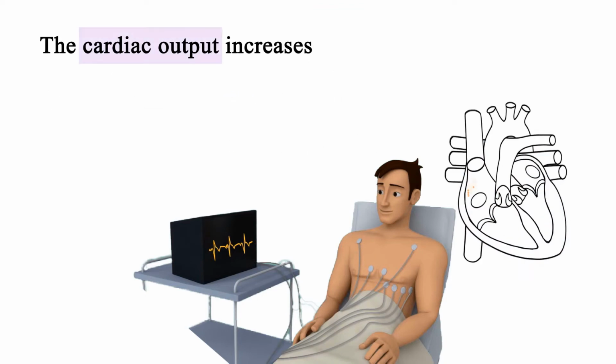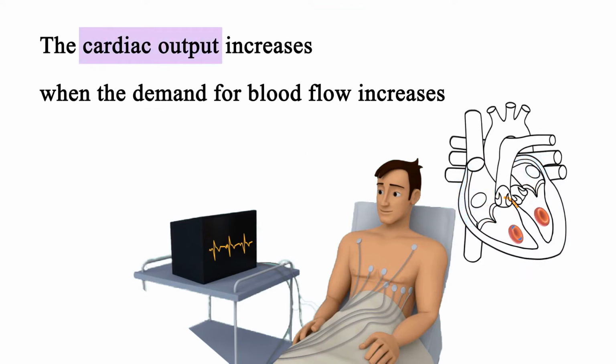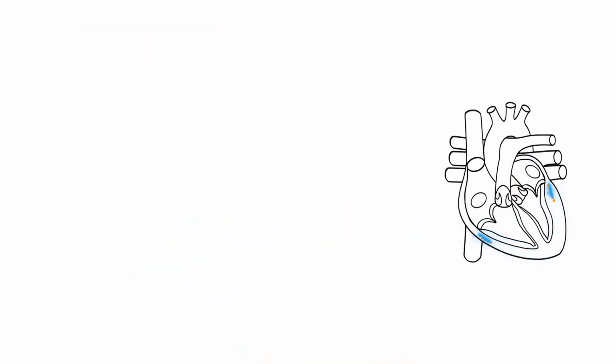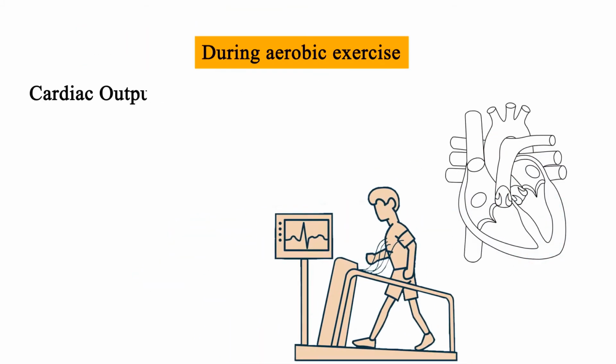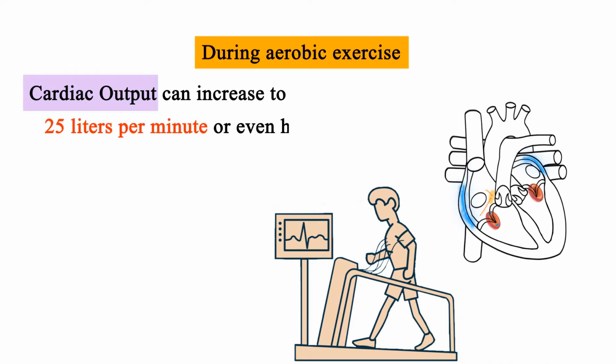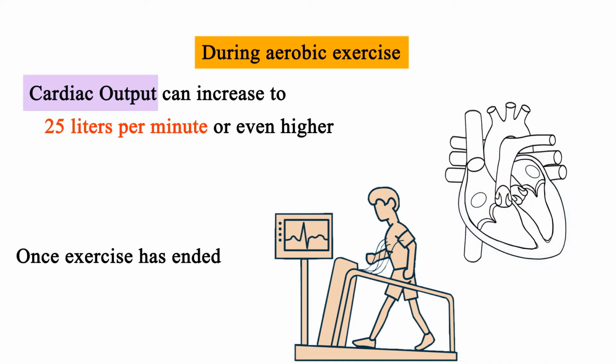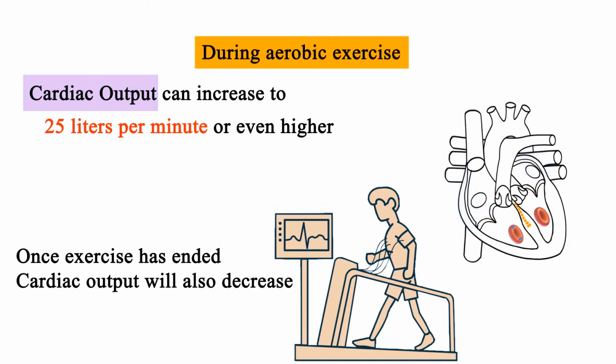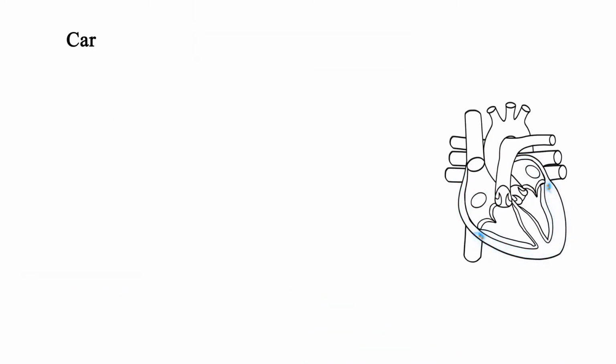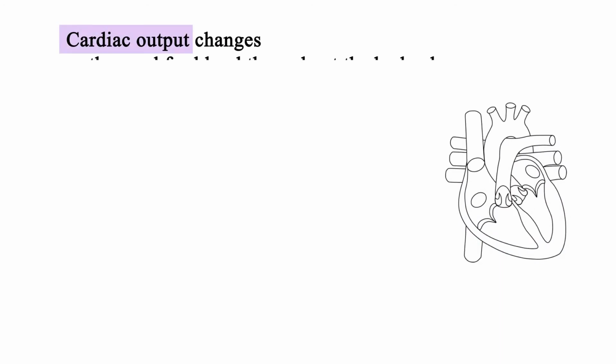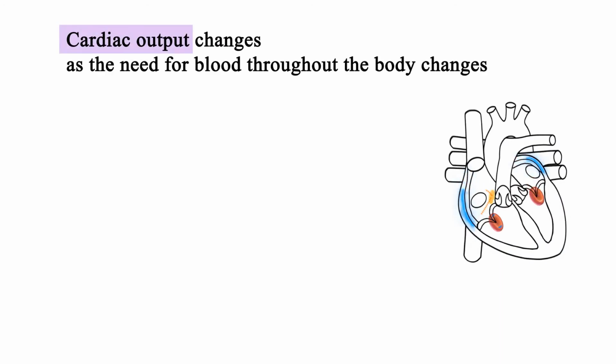The cardiac output increases when the demand for blood flow increases. During aerobic exercise, cardiac output can increase to 25 liters per minute or even higher. Once exercise has ended and the demand for blood flow decreases, cardiac output will also decrease. Cardiac output changes as the need for blood throughout the body changes.